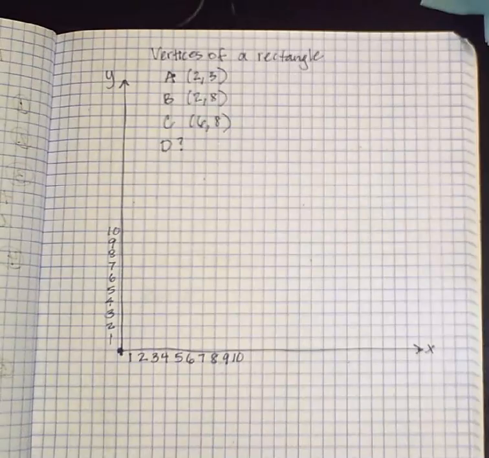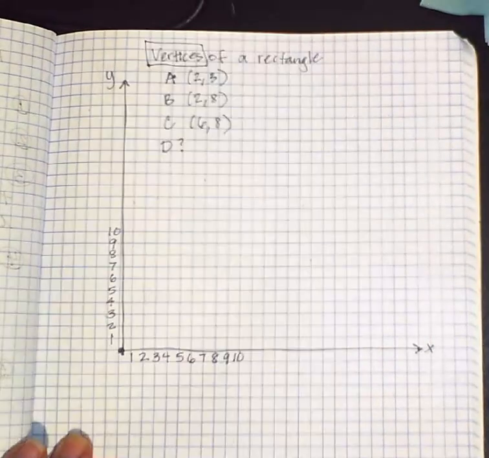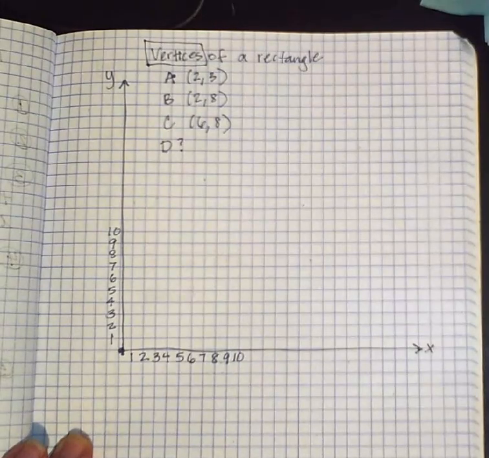I hope you remember that a vertex is a corner. More than one vertex is vertices, 2 vertices. Anyway, they are corners, right? So vertices are the corners of a rectangle. So you're going to plot A at 2, 3, B at 2, 8, C at 6, 8, and we're going to figure out where to put D. So go ahead and plot those right now.